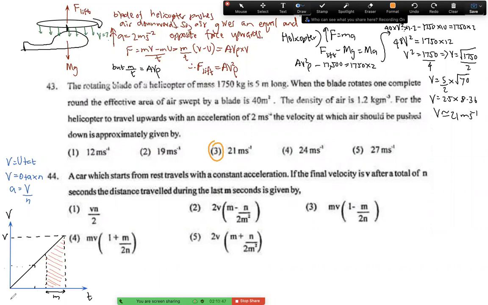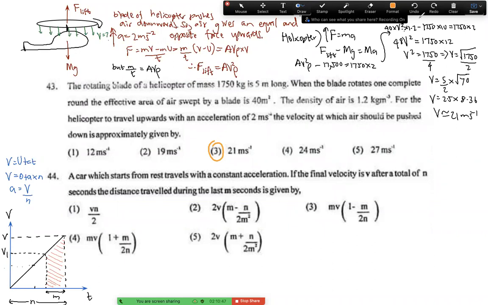And the total time is n. Okay, total time is n. That's what they have told in the question. So, okay then. And can someone tell me what this velocity is? We don't know. I'll take this velocity as v1.